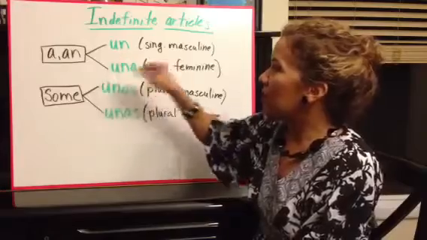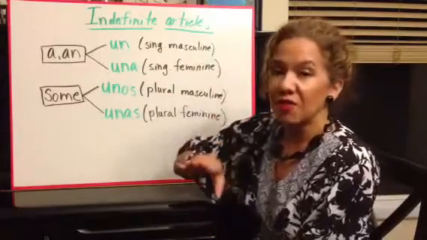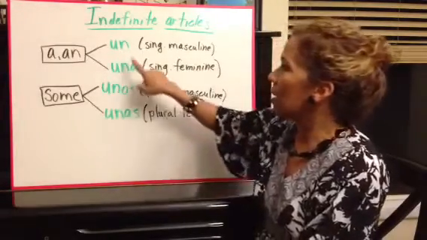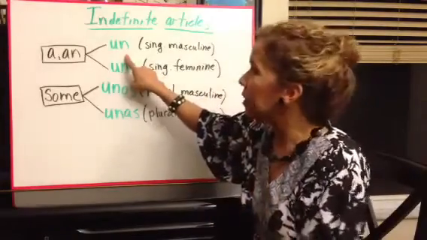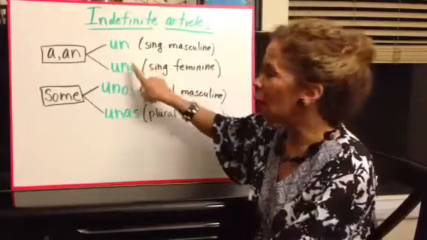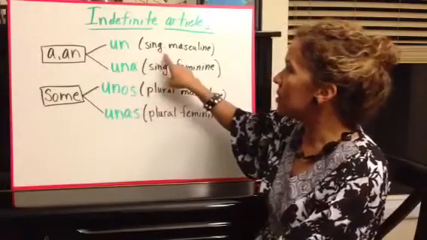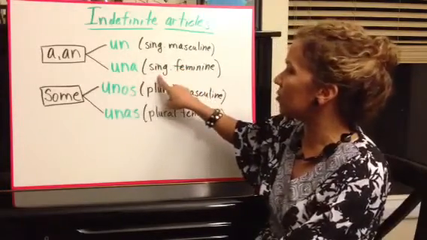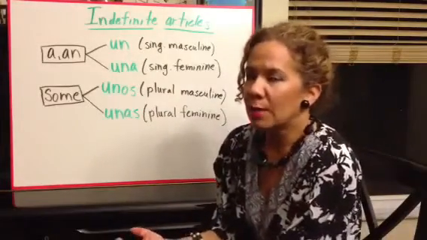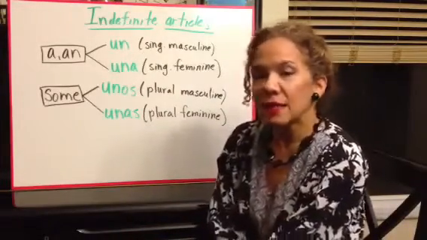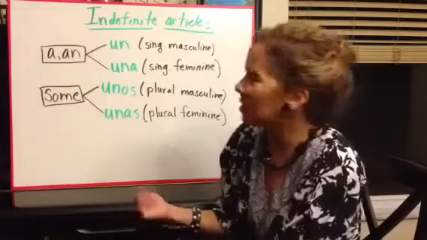And then we have the two options for indefinite articles in singular: un, not uno. Uno is the number 1. So we have un and we have una. Un is the singular masculine and una is the singular feminine. Think about un libro, as in a book. Una mesa, as in a table. That is not specific.